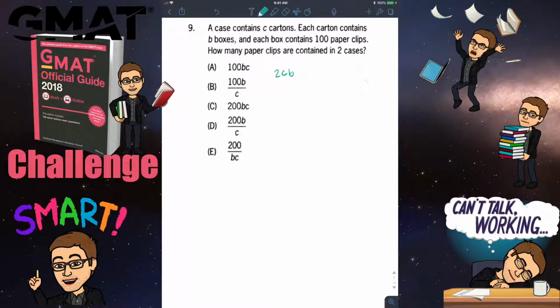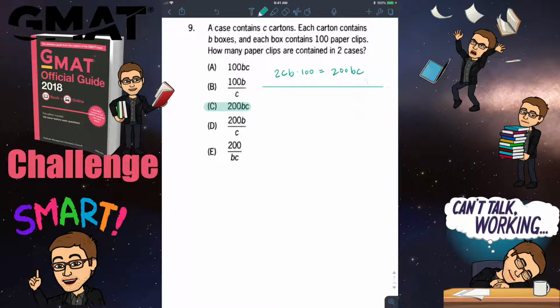And within each box, you have 100 paper clips. So if you have 2CB boxes, then you have 2CB times 100 paper clips. And if you simplify this expression, you get 200BC. So the answer is C. So here is using the algebraic way.